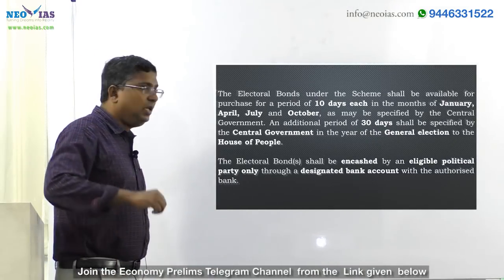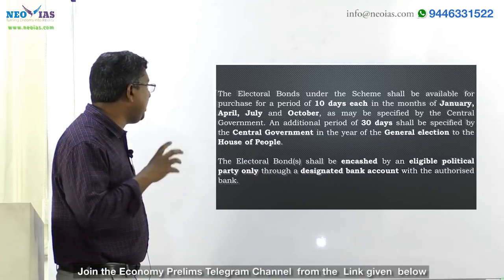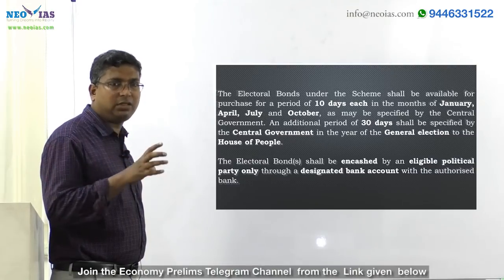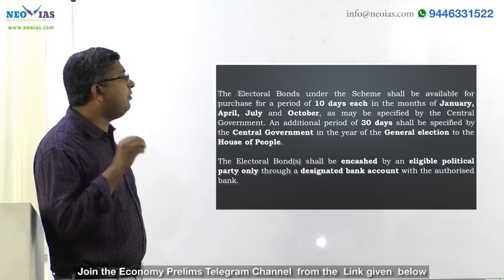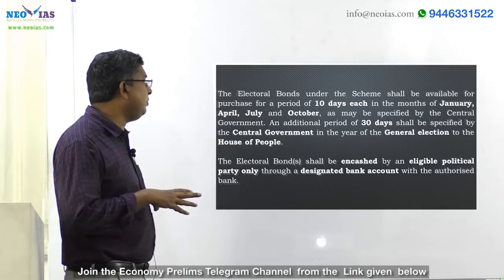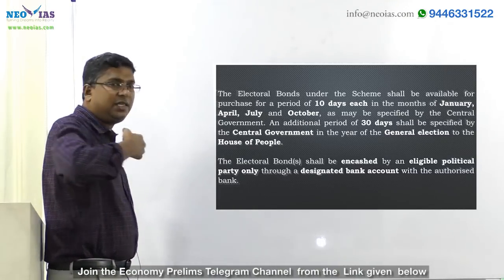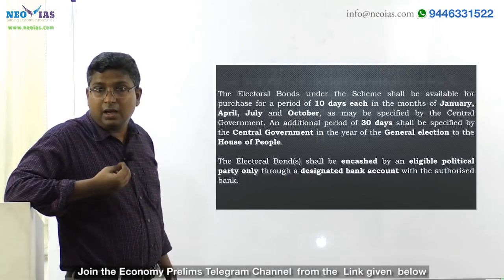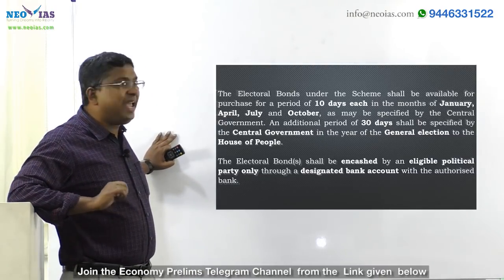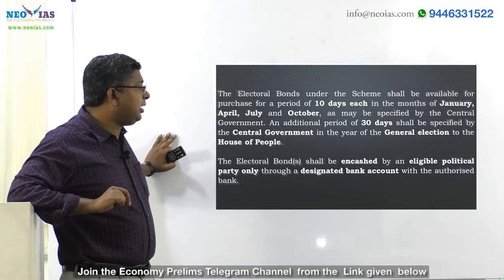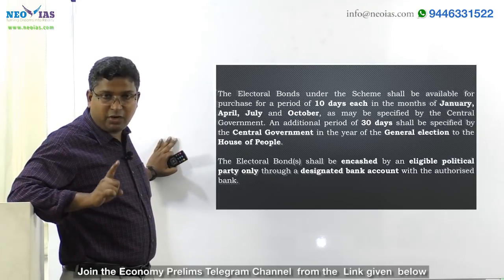Then it said that in the months of January, April, July and October, and that too for a period of 10 days only, this scheme will be available, and it will be notified by the central government. During the general election period an additional 30 days shall be specified by the central government. And this electoral bond can be encashed by the eligible political party only. The eligible political parties are registered political parties which have got at least 1% of votes.